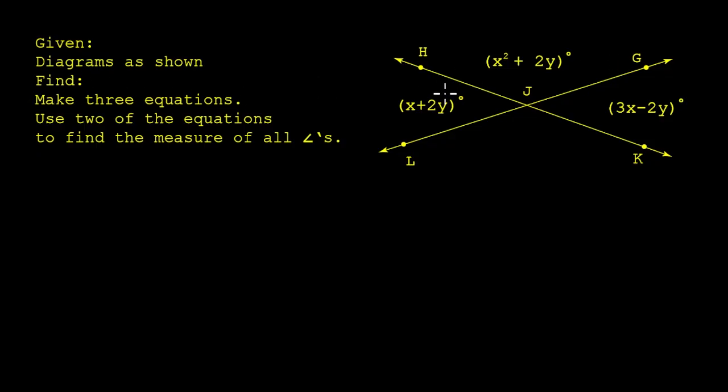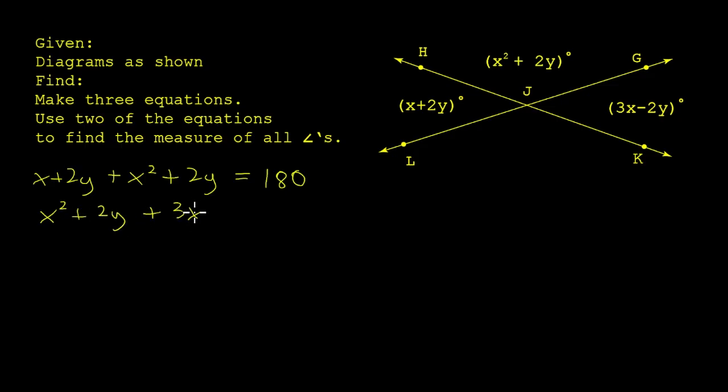Well, the three equations we can make are these two add up to 180. So x plus 2y plus x squared plus 2y equals 180. We can go around this side, and we have x squared plus 2y plus 3x minus 2y equals 180. And then we have that these two angles here and here are congruent because they're vertical angles. x plus 2y equals 3x minus 2y.